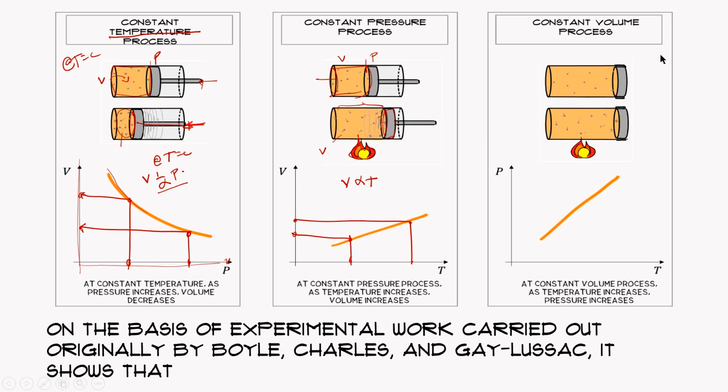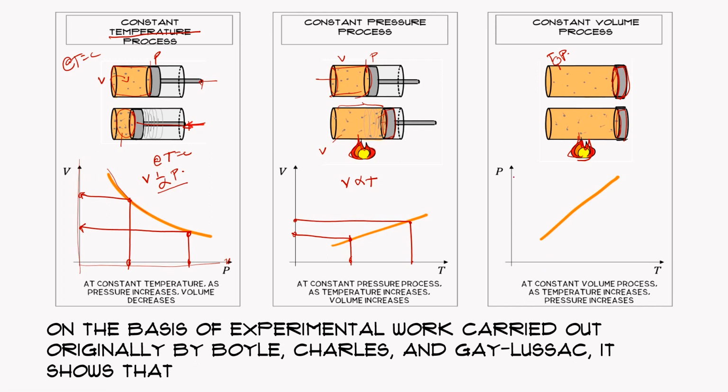Then another experiment using a constant volume process. That means the piston face here is fixed all throughout the process. So it's fixed here, and then it's also fixed here. First, of course, we have a temperature here, and we also have a pressure. Now what will happen if we increase the temperature? We add heat to the gas, then what will happen to the pressure?